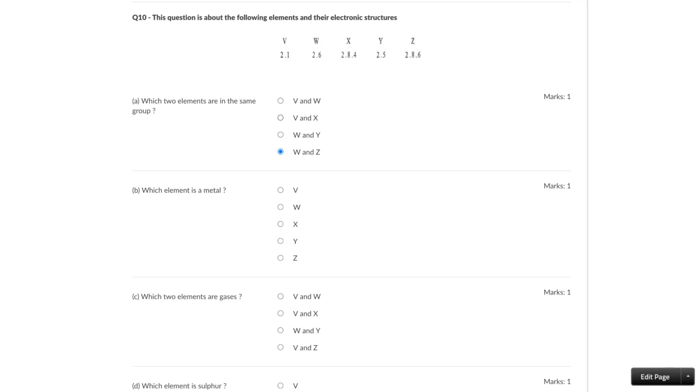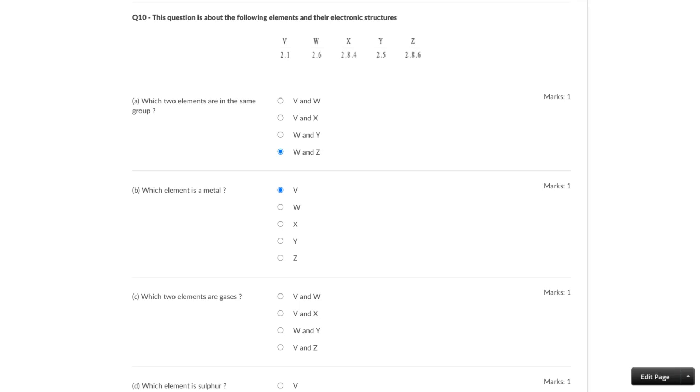Which element is a metal? You have to look at the periodic table. Again, as we said, metals are generally towards the left-hand side of the periodic table. They will have fewer electrons in their outer shell. 2,1 will be a group 1 element, well and truly in the metallic section, region 1 on that other previous question as well, telling us that the answer there is V.